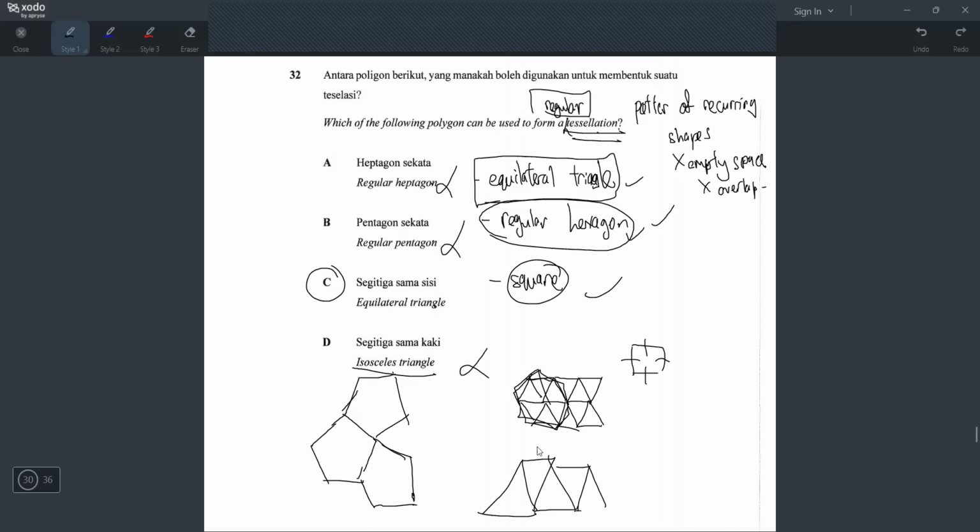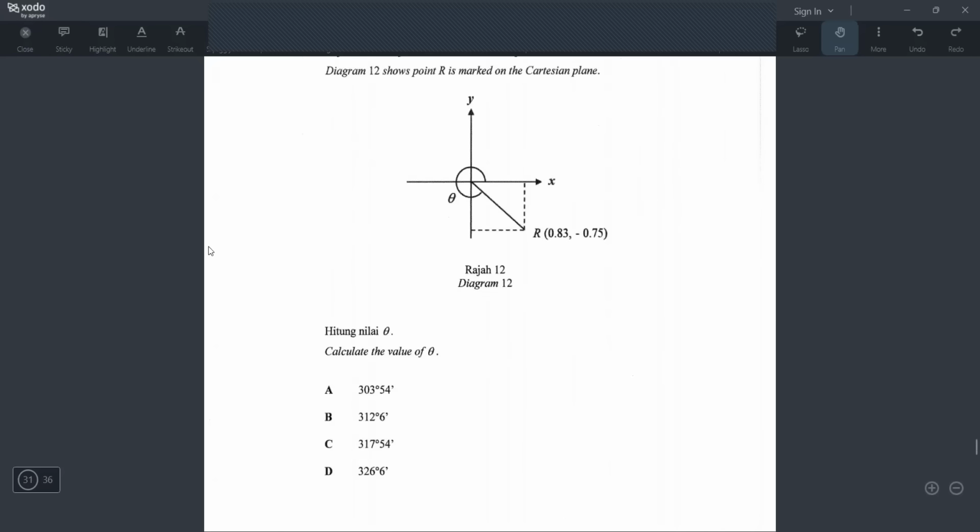I've seen tessellation that looks like this. It means you can form a tessellation using isosceles triangles as well. So I think the question should be more specific and write regular tessellation. If regular, then C is the answer. And I want you to remember, only these three polygons can form a regular tessellation. Okay, only these three. Hope you understand.